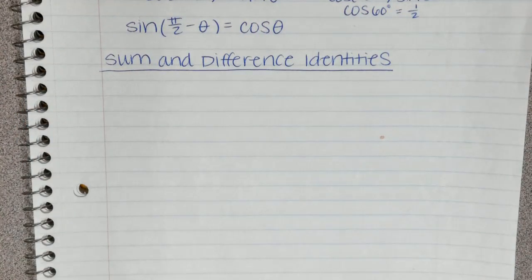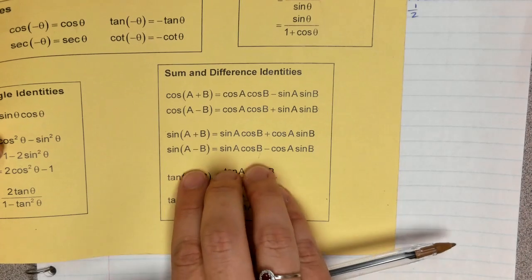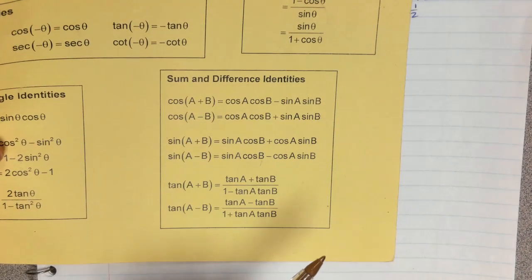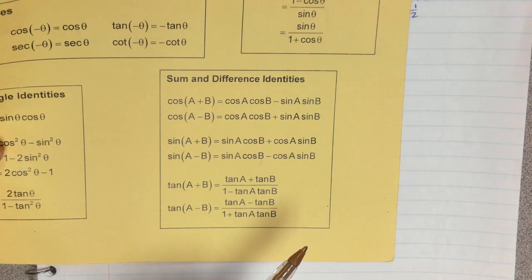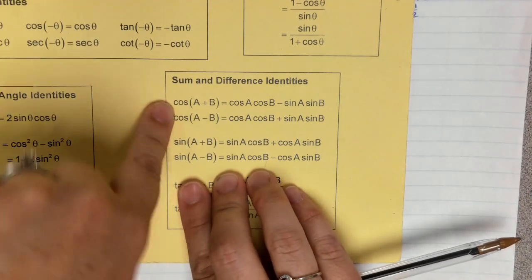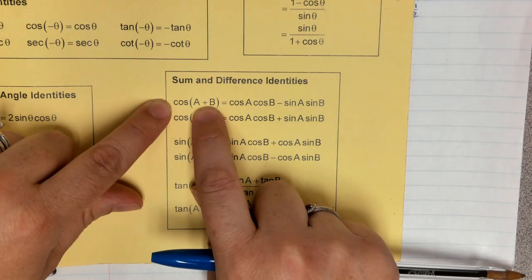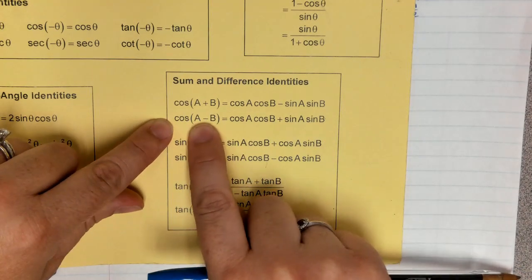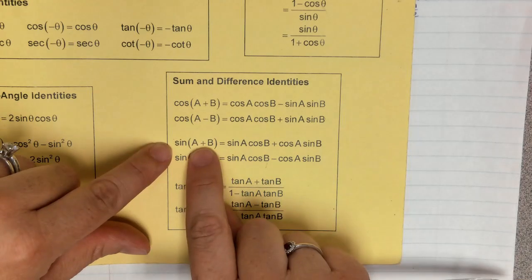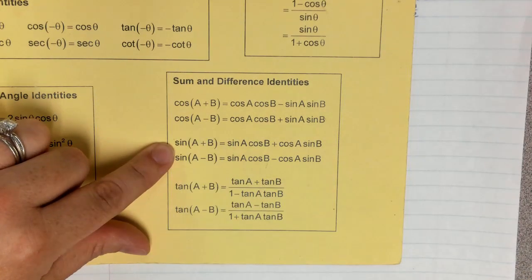Sum and difference identities. All right. We actually have 6 sum and difference identities. Today we're going to focus just on cosine and sine. We're going to save tangent for tomorrow after we've grasped what these identities are used for and how we solve problems with them. But what I want you to notice is that we are going to learn how to find the cosine of the sum of two angles or the cosine of the difference of two angles. Same thing for sine. So we have both cosine and sine, sum and difference.